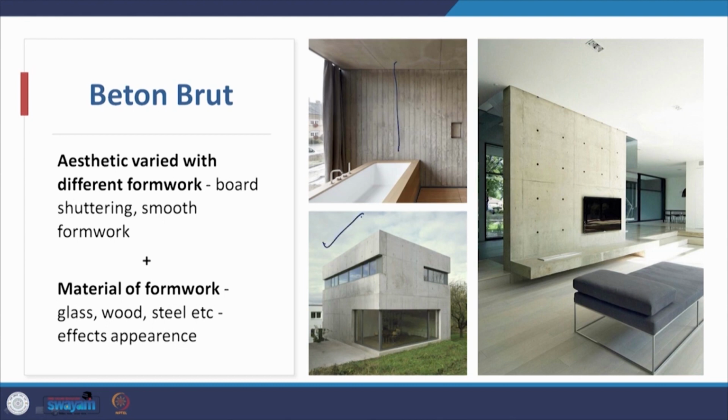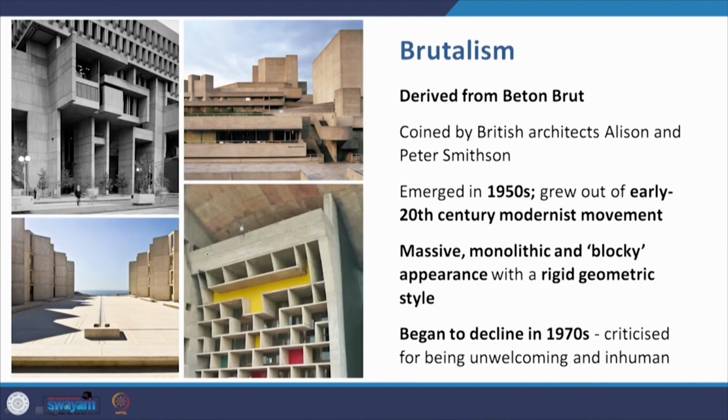Now smooth formwork in beton brut is seen very much in the works of architects like Tadao Ando and other Japanese architects, and this is a smooth finish formwork. The material of the formwork varied also, it could be glass, wood, steel, etc., leading to different appearances of the surface when it was left behind. Now derived from beton brut is brutalism, which was coined by the British architects Alison and Peter Smithson. It emerged in the 1950s and grew out of the early 20th century modernist movement.